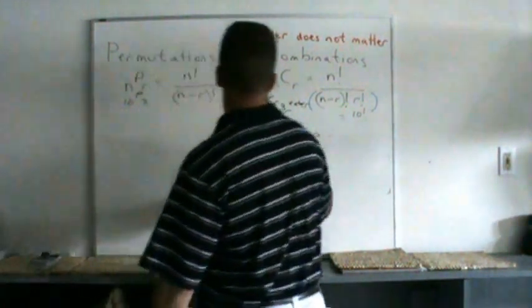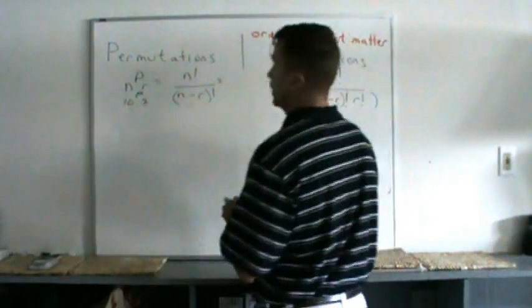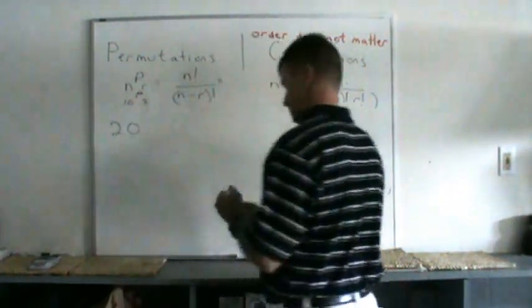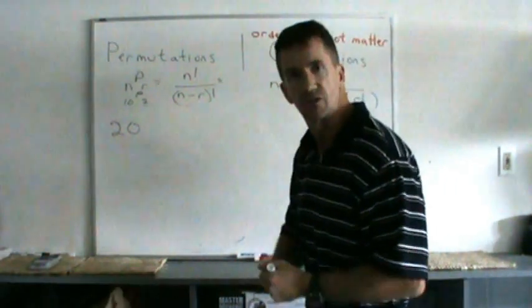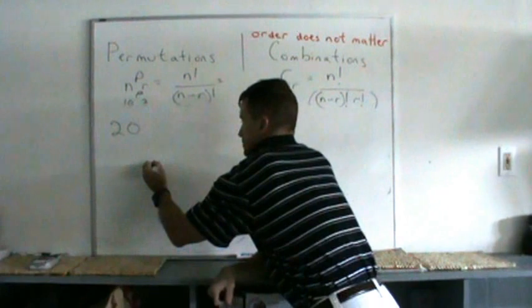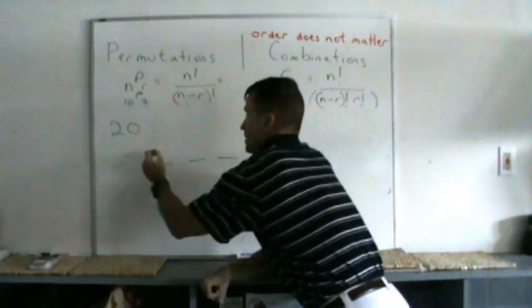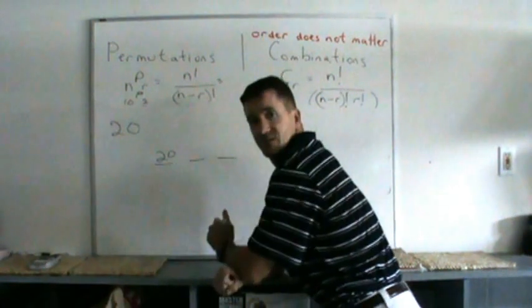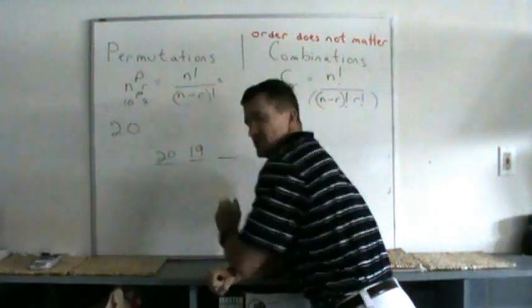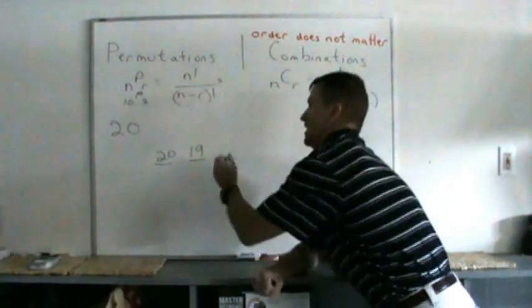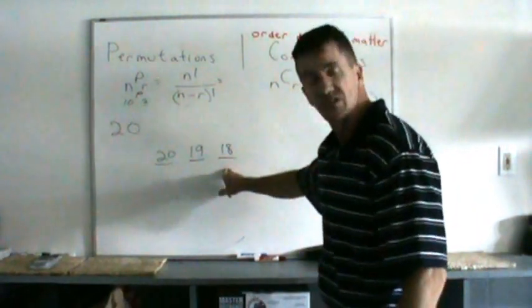Let's say we have a horse race. There's 20 horses in the race, and how many different ways could they finish in the first 3 places? I'll just apply the fundamental counting principle. 20 horses could finish first place. Now you're left with 19 horses to finish in second place. And then 18 horses are left remaining that could finish in third place.